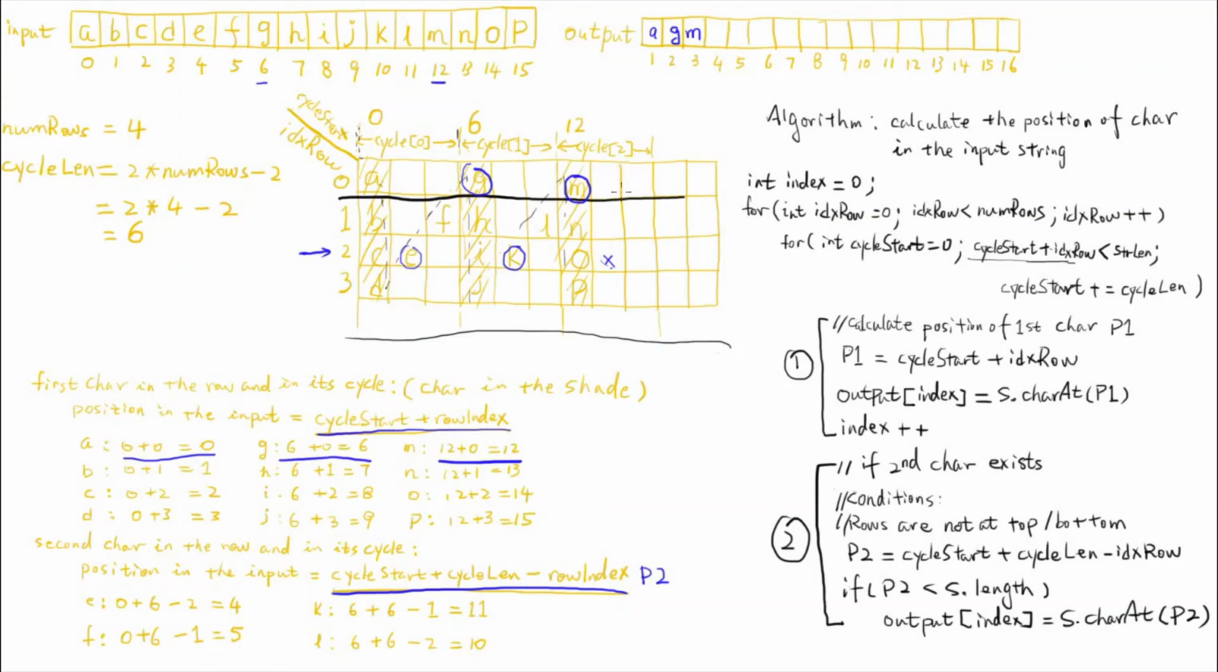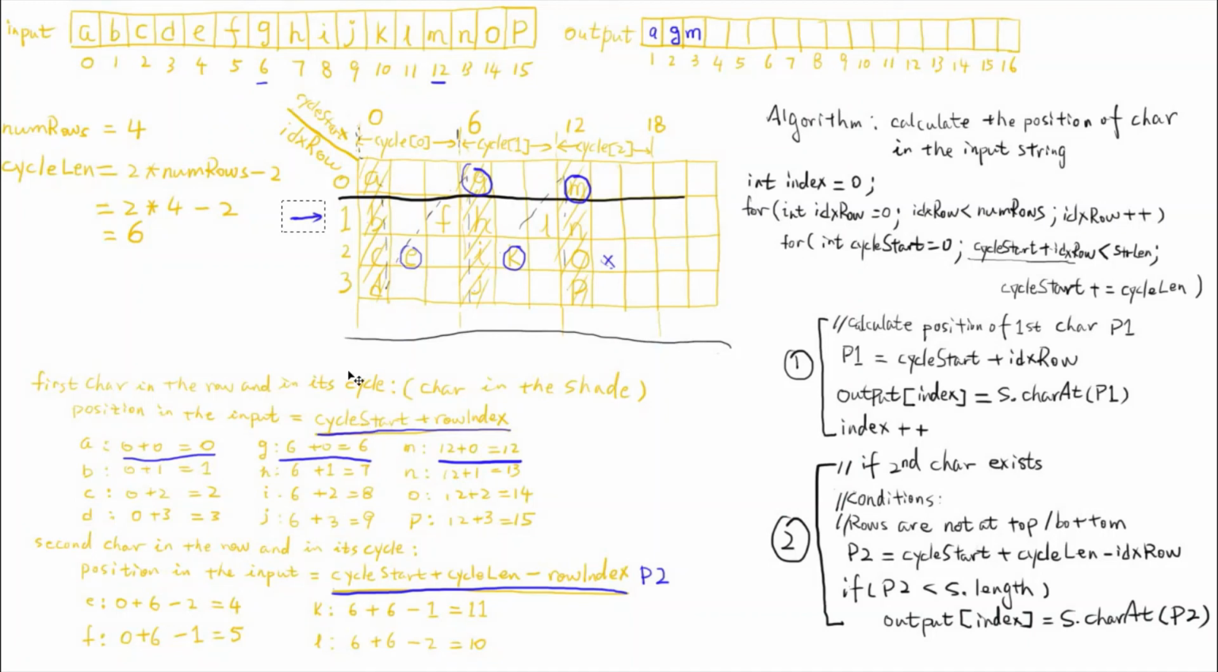Let's continue with our demo to test our pseudocode. After we put M in the output, we'll go to the next cycle. The next cycle has a cycle start 18 and is longer than the length of the input string, which is 16. So our inner loop will stop, then go back to the outer loop. Outer loop was at row 0. Now it comes to the row 1. Once it enters the row 1, then it will start with the cycle 0. At the cycle 0, it will first calculate the position for the first character.